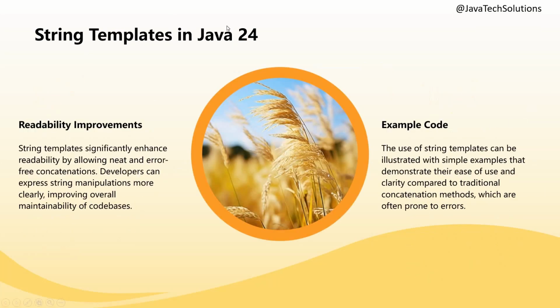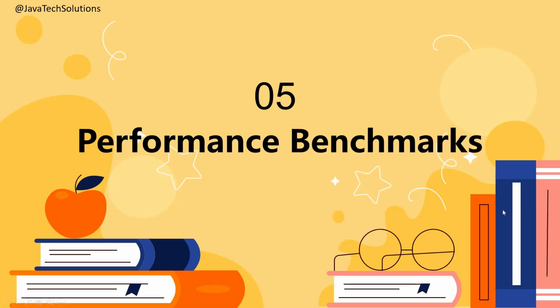Okay, now another feature that is introduced is the string template. It actually improves readability, because previously if we wanted to do any kind of string operations, we needed to do concatenations and other activities. But now that string templates are introduced in Java 24, we can easily do those things. String templates significantly enhance readability by allowing neat and error-free concatenations, right? So developers can express string manipulations more clearly, improving overall maintainability of the code base. So these are the things.